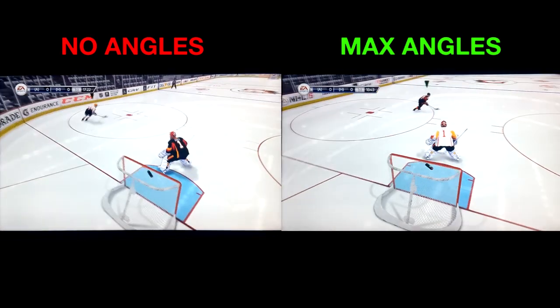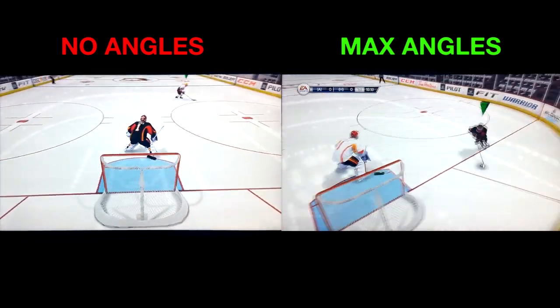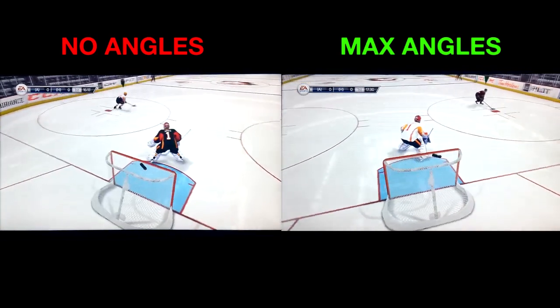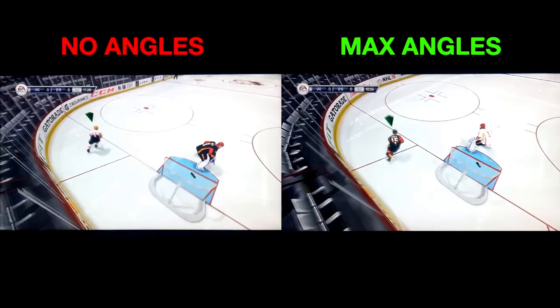Now here's the frustrating part. You'll see on the left, my goalie with no angles is very delayed in tracking the puck when he's at the top of his crease, but the goalie on the right with max angles is quick and glued to the puck. I really don't know what to make of these results because they're so inconclusive and they contradict each other so much, it's starting to give me a headache.